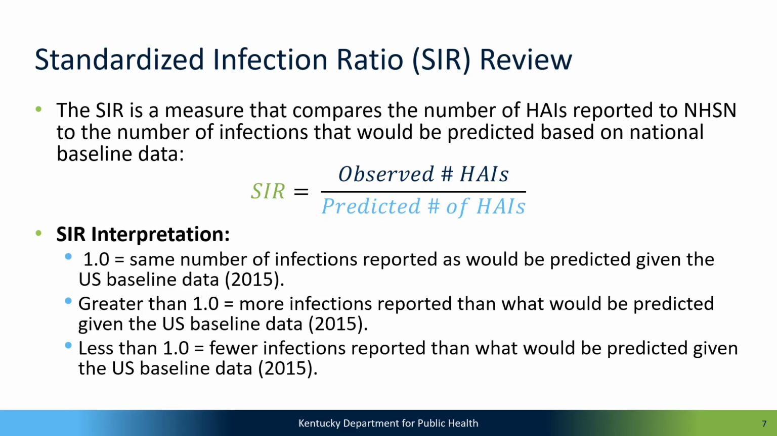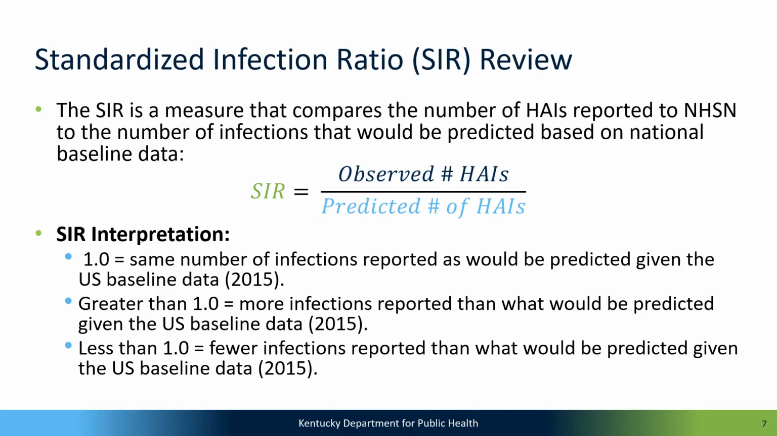For an SIR equal to 1, we would say that the same number of infections were observed as predicted. For an SIR greater than 1, we would say that more infections were observed than predicted. And lastly, for an SIR less than 1, we would say that fewer infections were observed than predicted.